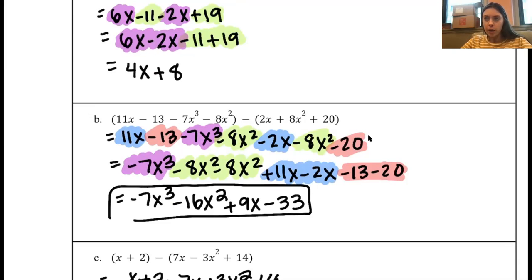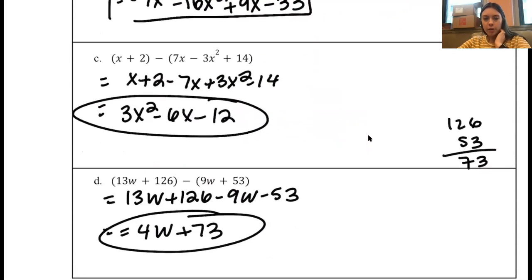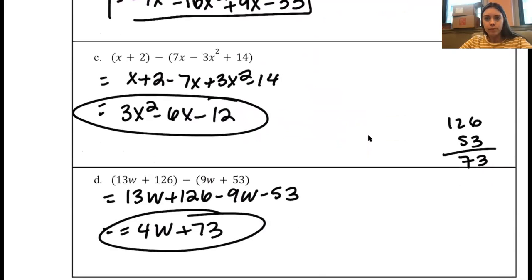Okay, so take a second, pause here if you want to, and then I want you to try C and D. And then I'm just going to go ahead and show you C and D. So pause the video, and then here are the answers to C and D right here. If you have any questions, like I said, email me and let me know.